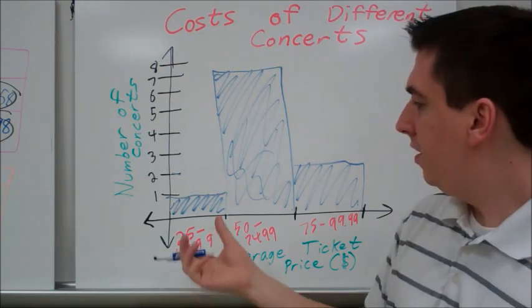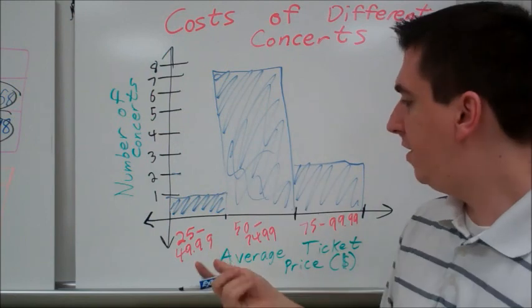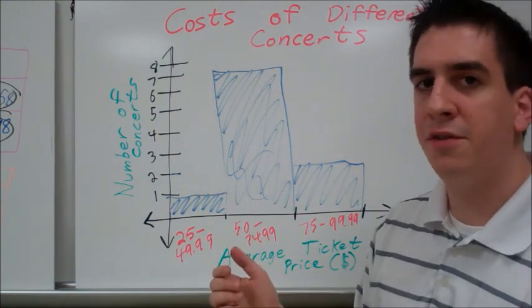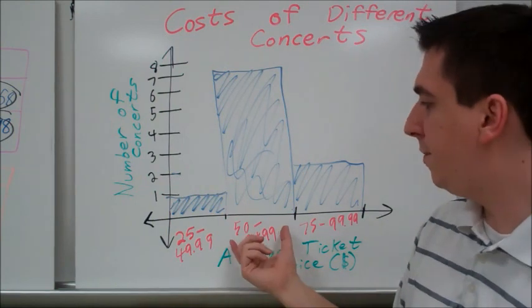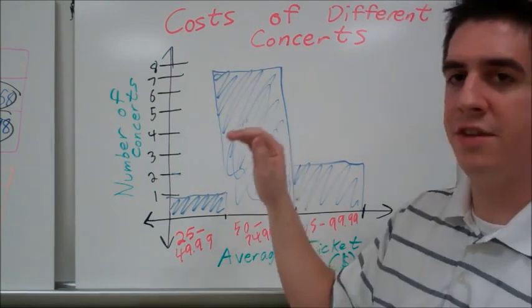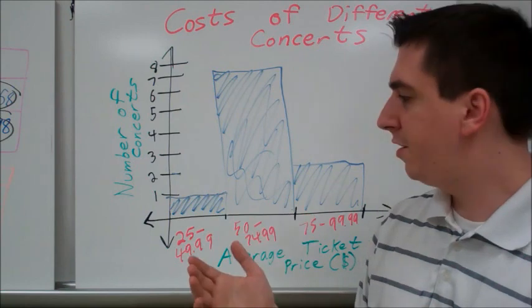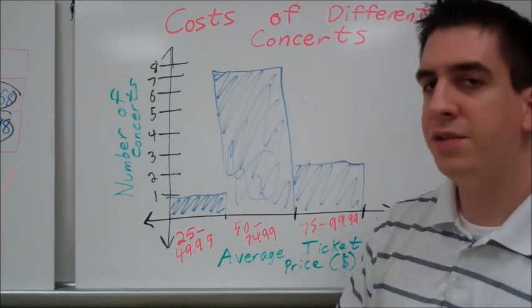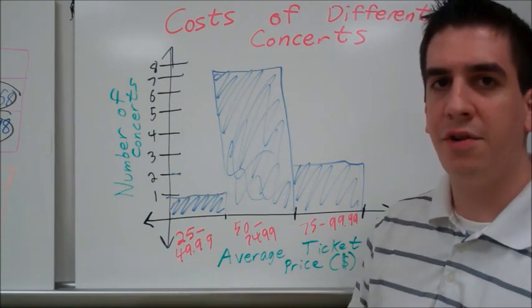In a histogram, these should be touching and they should be intervals. So which one appeared the most, which interval occurred the most frequent? That was our middle ticket price, our $50 to $74.99. And which one occurred the least? We can just look at this. Which level's the lowest? Oh, our low ticket price of $25 to $49.99.